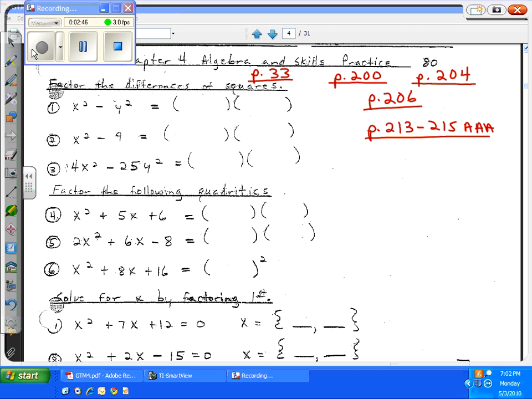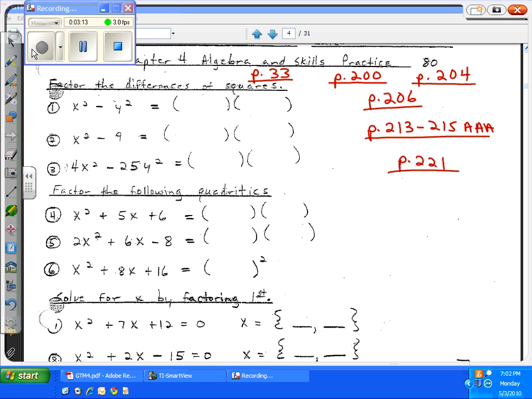The quadratic formula, which is at the bottom of this practice, is page 221, I believe, of the Algebra 1 text. So it might do you good there. If you need more examples, or if you'd like a paragraph that explains it or something, then you can go there and look at those pages.